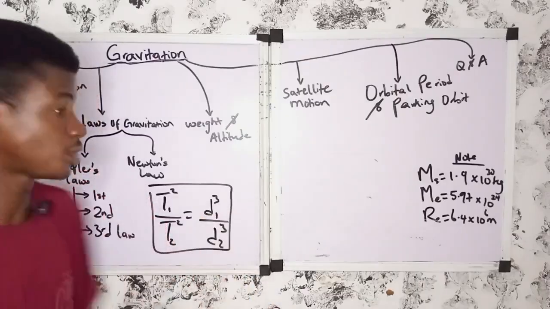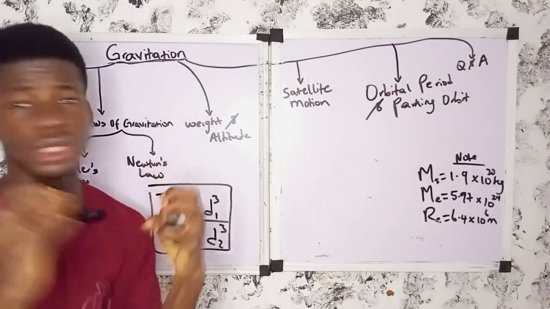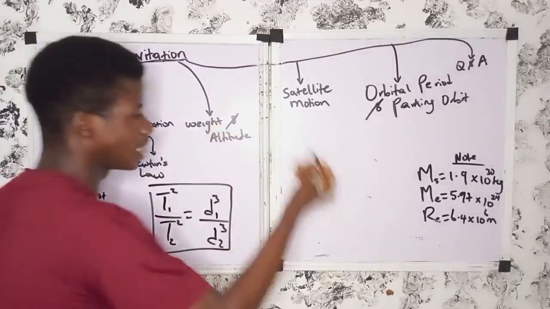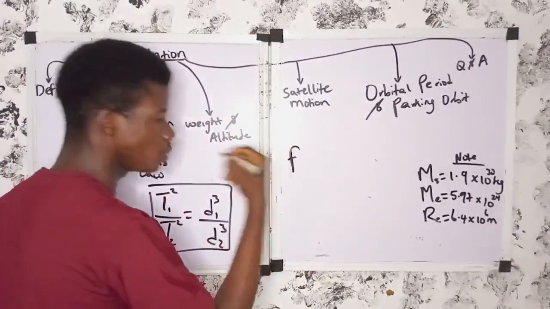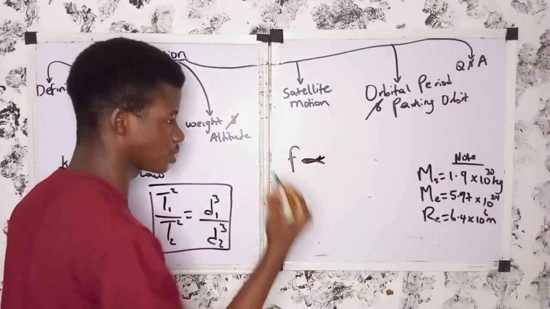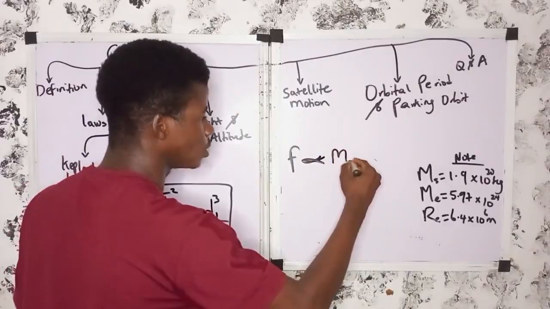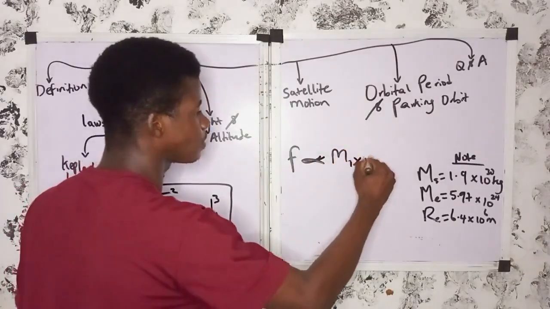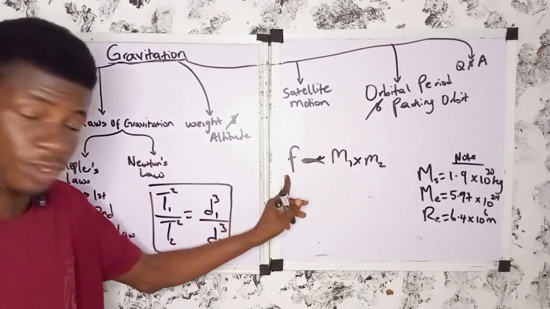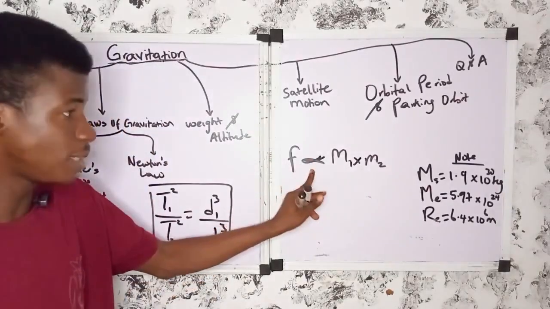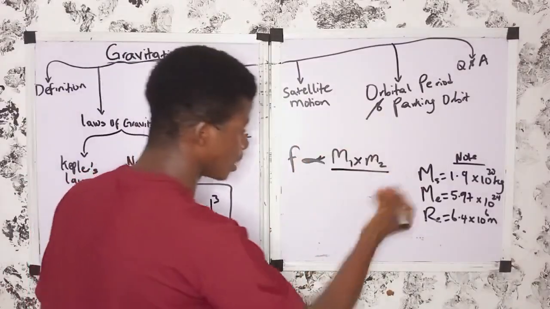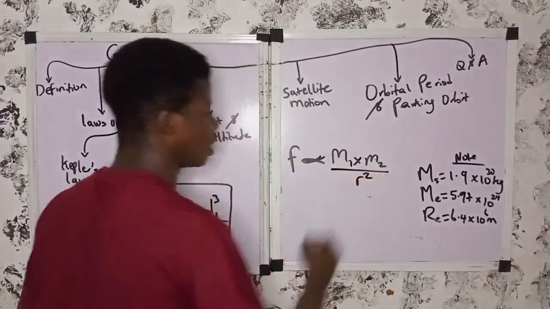the force of attraction between two masses, or we can say between two objects, is directly proportional to the product of their masses and inversely proportional to the square of their distance.